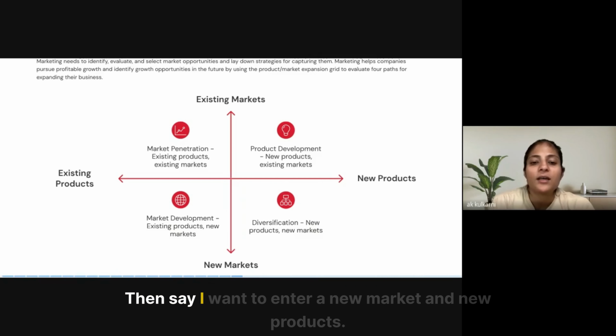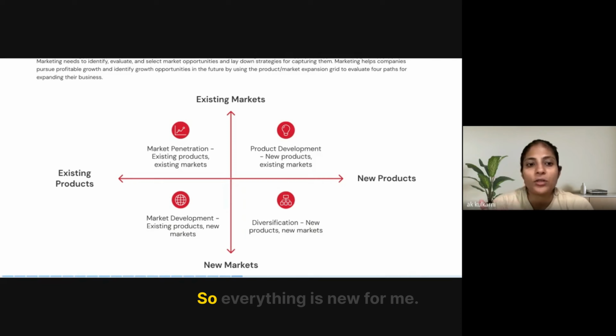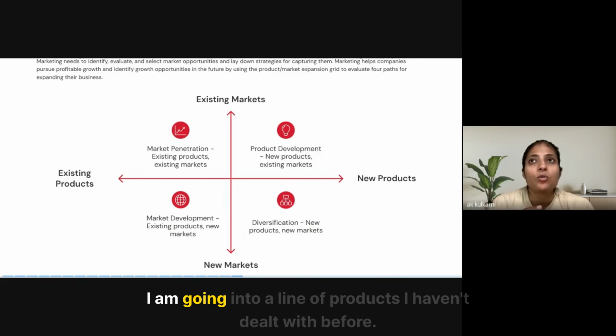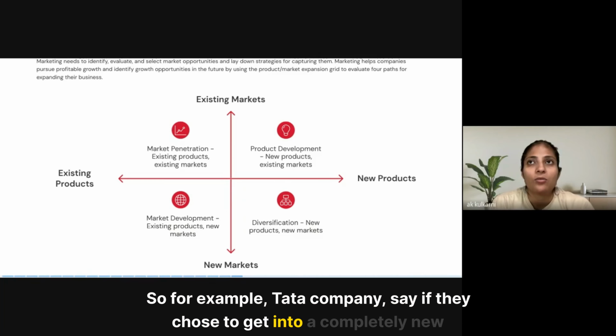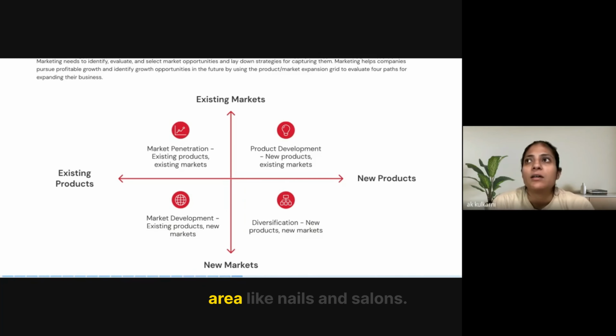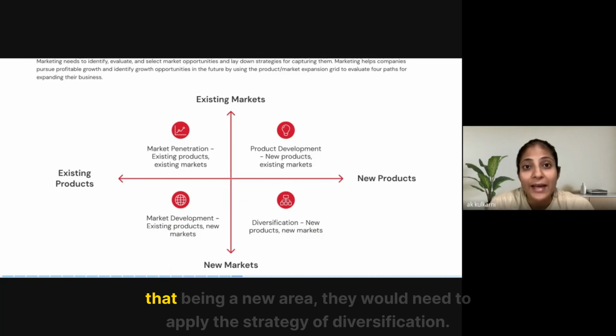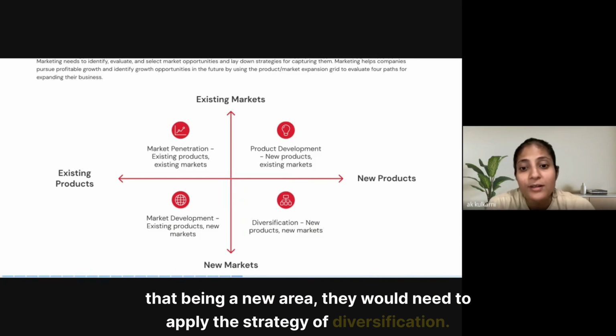Then say I want to enter a new market with new products. So everything is new for me. I am going into a line of products I haven't dealt with before. So for example, Tata company, say if they chose to get into an area like nails and salons, that being a new area, they would need to apply the strategy of diversification.